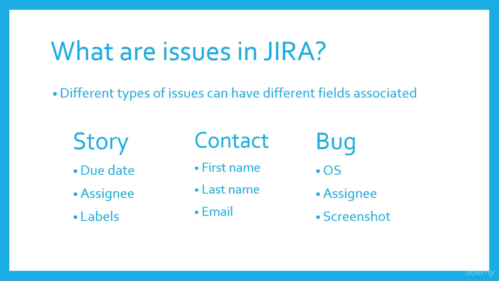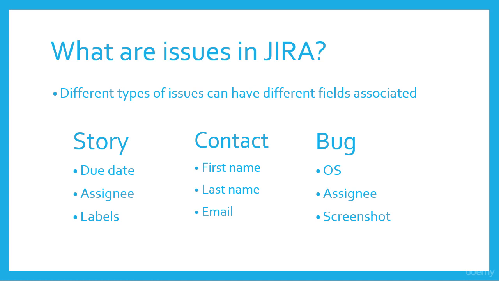So what are maybe some of the different fields that you might have associated? With a story, you might have things like due date, assignee, labels, contact. You might have first name, last name, email. A bug, you might have, what is the operating system, assignee, screenshot. You'll notice with both story and bug, assignee is on both of them.